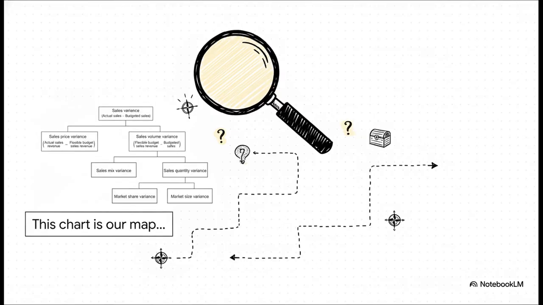Well, the answer is kind of hiding in plain sight, right inside the sales variance. Think of this chart as our map. It shows us how we can take that one big, confusing number at the top and break it down piece by piece, layer by layer. Each piece tells a part of the story. So let's follow this map and solve the puzzle.